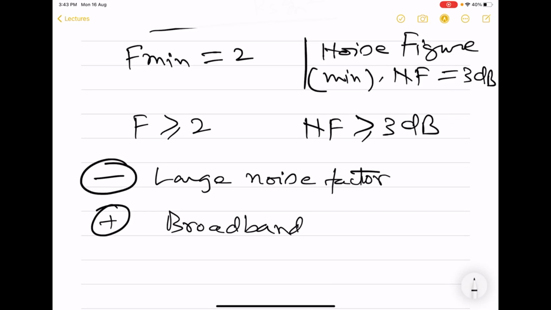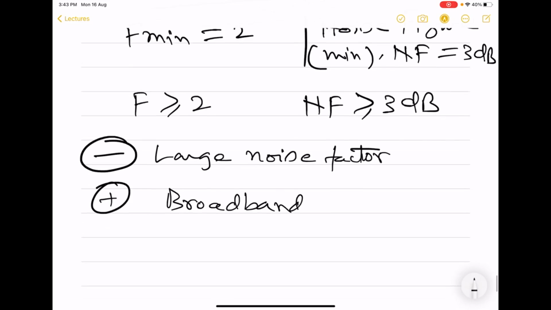Now here we can just compare its noise figure with that of the common source case.